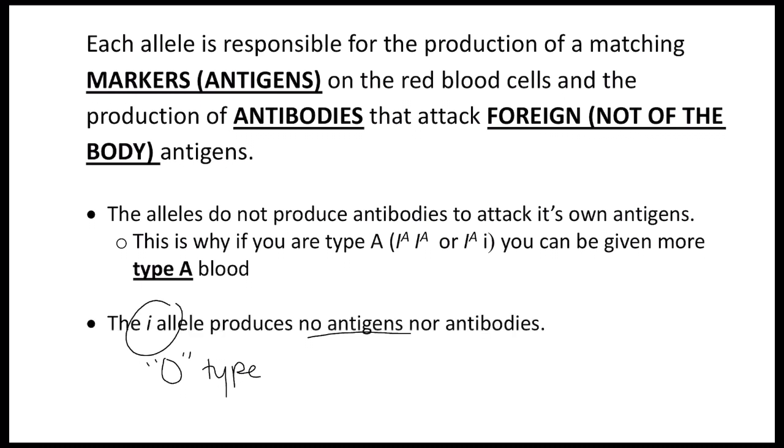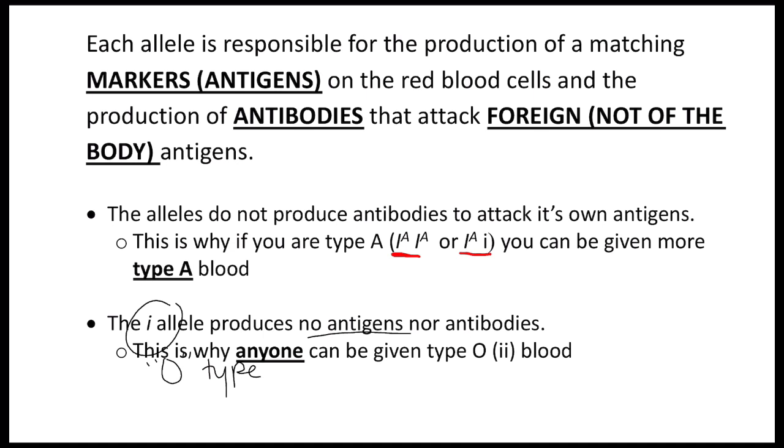So the lowercase i allele produces no antigens nor antibodies. The lowercase i refers to the O blood type. So anyone can be given type O because it's not producing antibodies or antigens. So therefore, it will not cause anything to attack it or attack anything else. So I just made a point. This here refers to essentially a double dominant, and then this would be a heterozygous blood type. Again, this is why anyone can be given type O, which is little i blood.